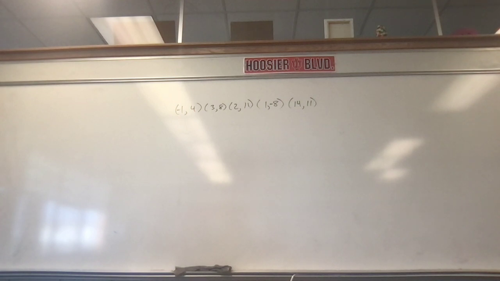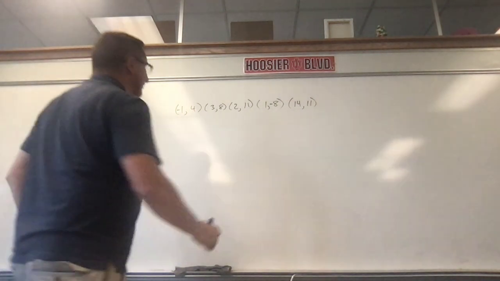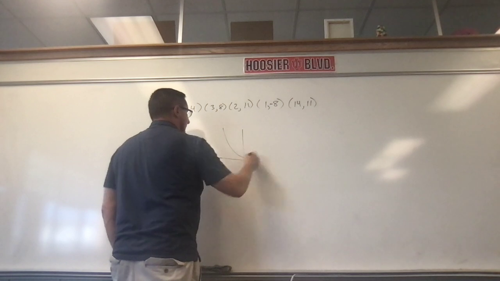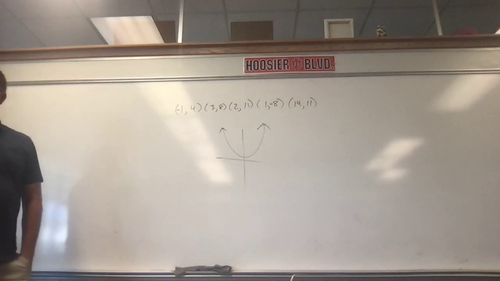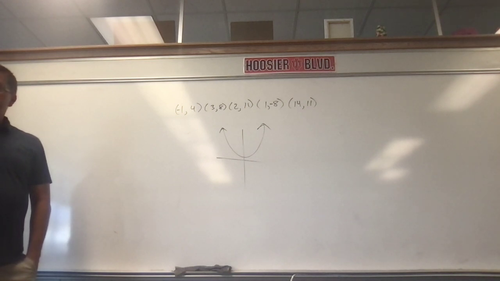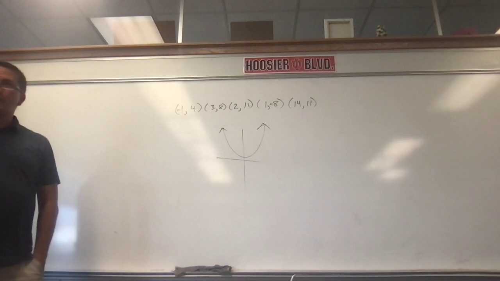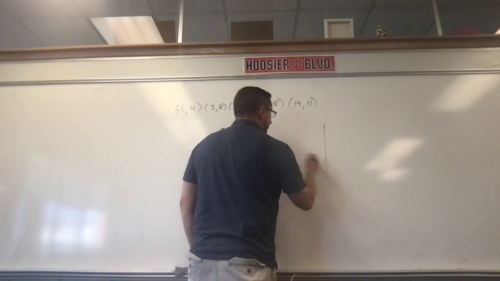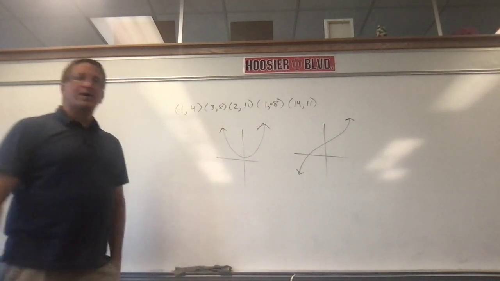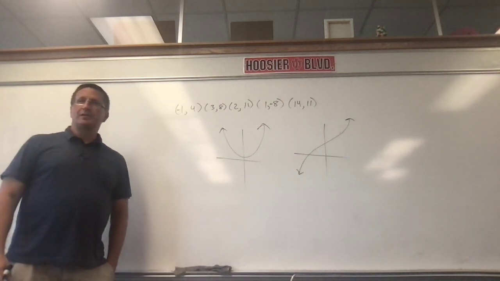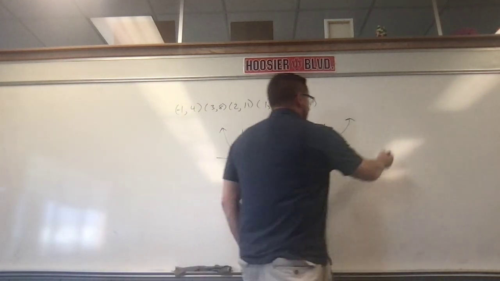You gotta be careful on that though, okay? If I give you this graph right here, first off, is that a function? Yes, it is. Why? It passes the vertical line test. Is it a one-to-one function? No. Why? It fails the horizontal line test. It's a function, it's not one-to-one, okay? How about this? Is that a function? Yep, it's a one-to-one function. Be careful, though. What if I gave you this?